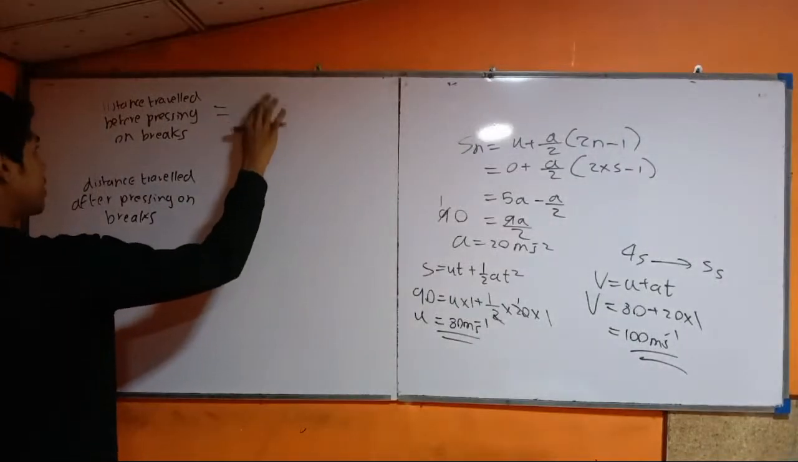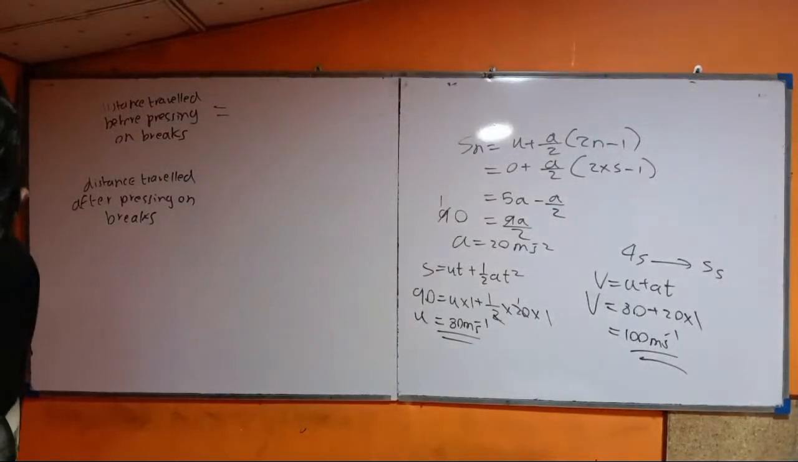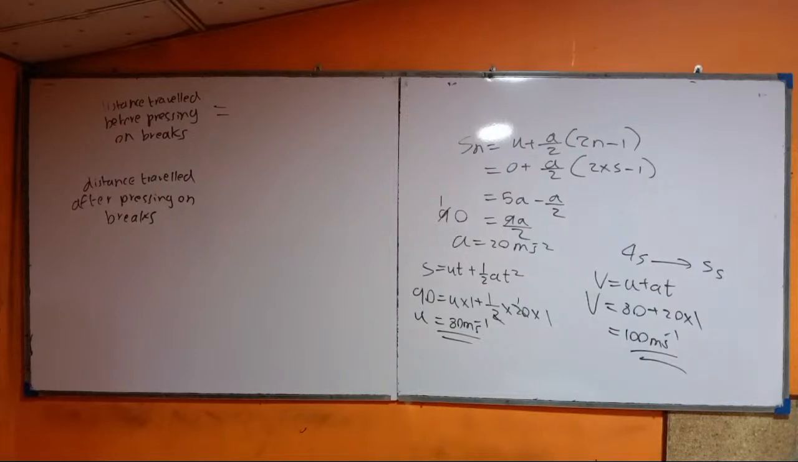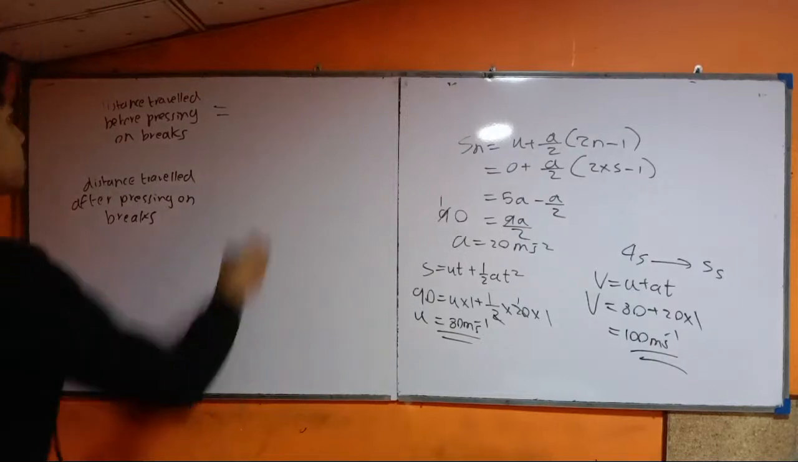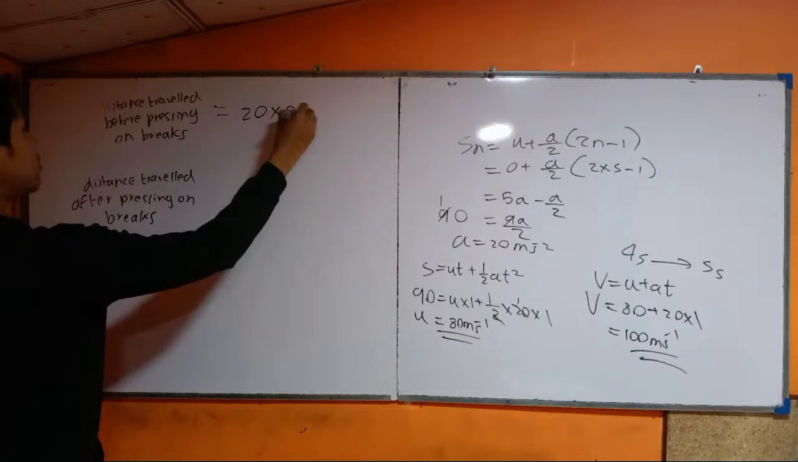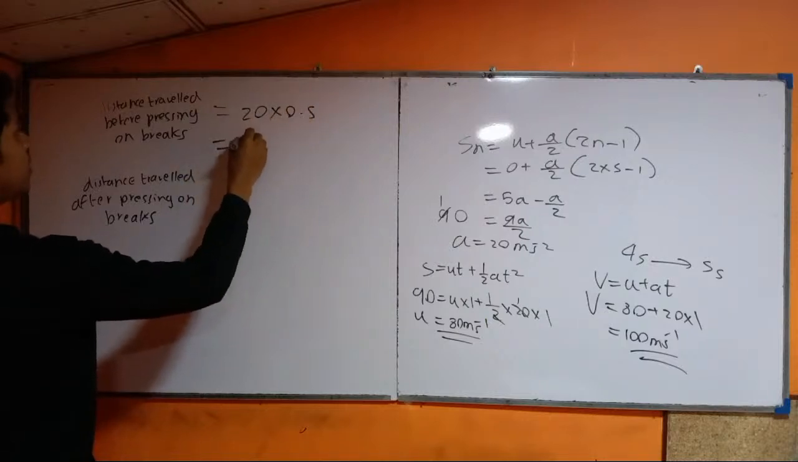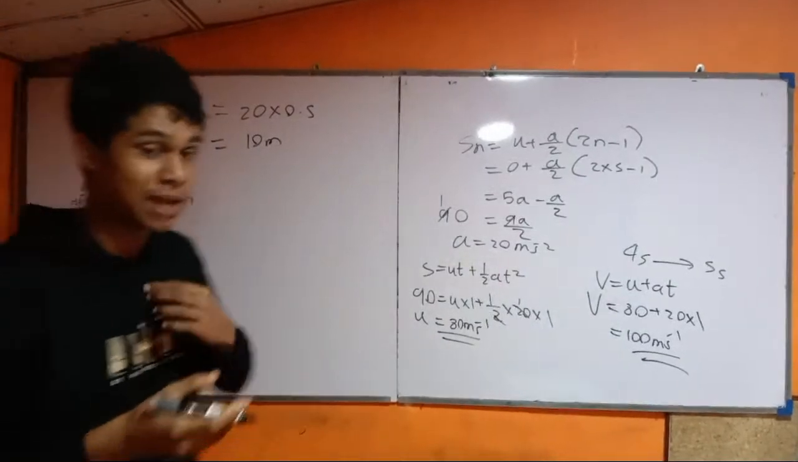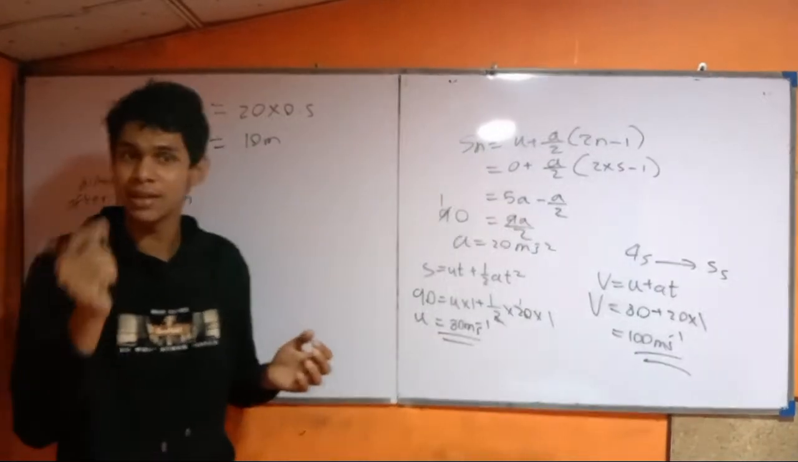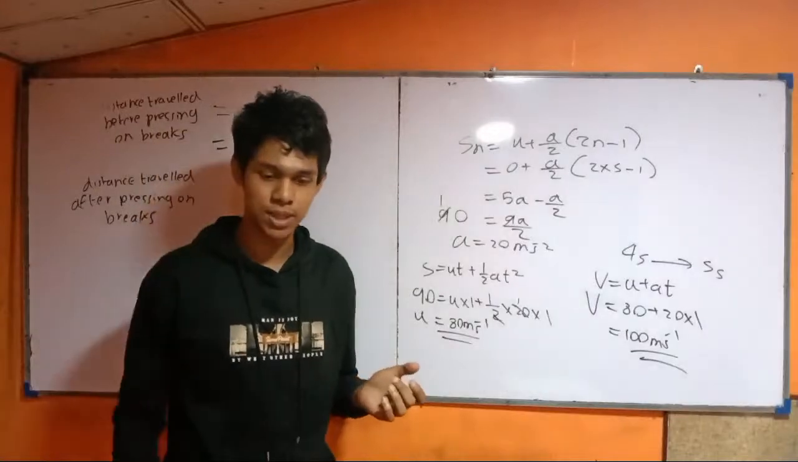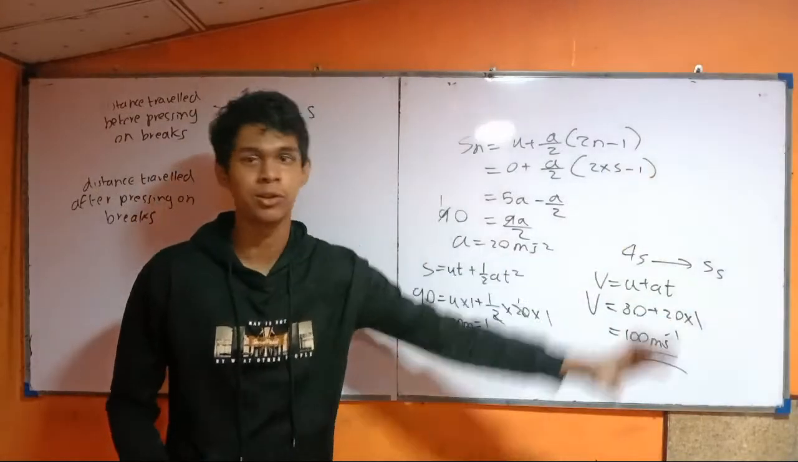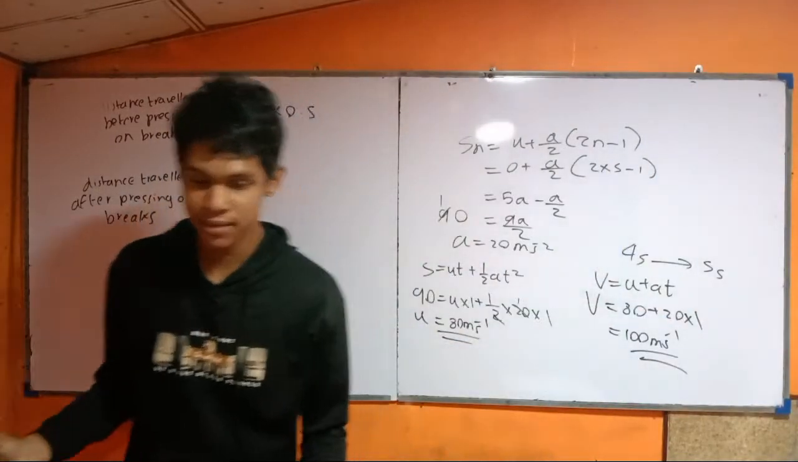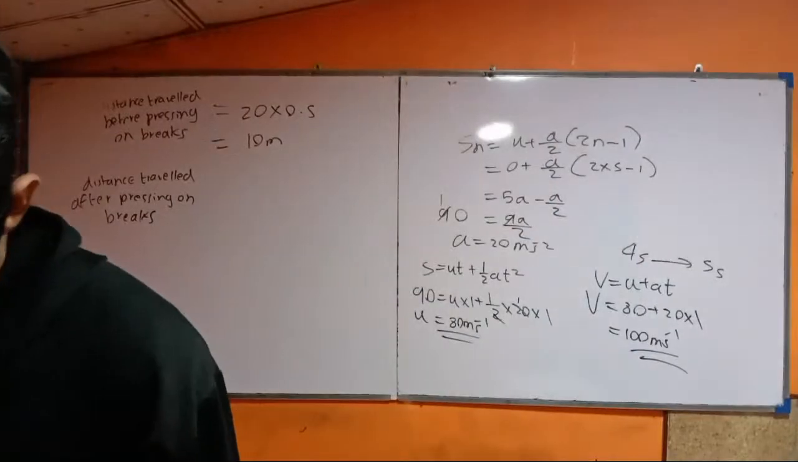S equal ut. What is the velocity? Velocity is going to be 20 meters per second. 20 into 0.5, that's going to be 10 meters. So 10 meters have gone. I mean, when the signal goes to his brain and to his leg, within that time period 10 meters go. See how fast this car is going, right?